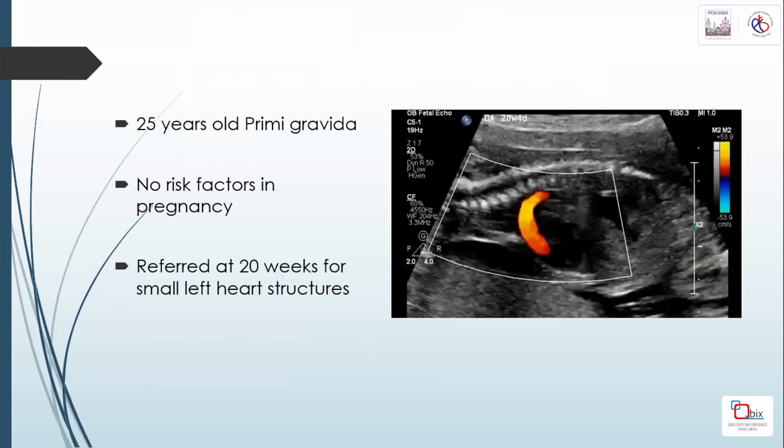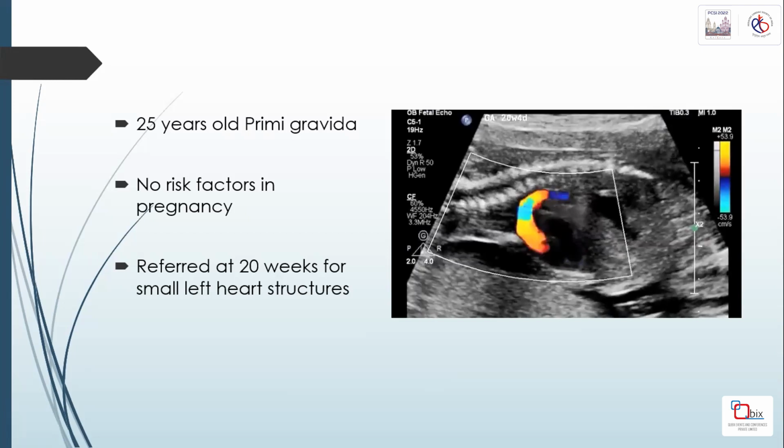I'll go through some of our patients who were all referred as a small left side. In fact, all of these patients were doomed as an evolving hypoplastic left heart syndrome. I'll go through the next few patients and how they turned out eventually clinically. This was a 25-year-old primary gravida with no risk factors in pregnancy, and she was referred at 20 weeks for small left heart structures. This is a fetal echo.